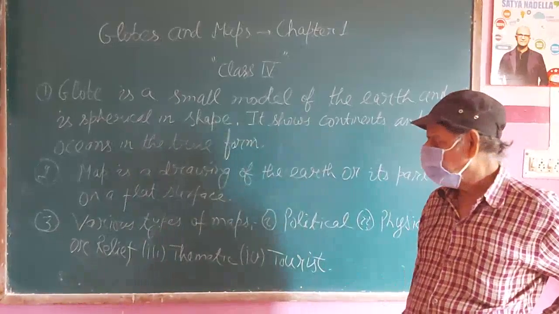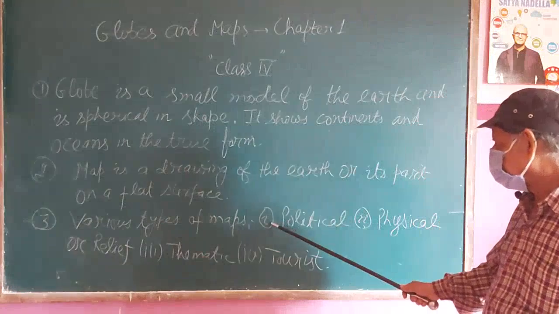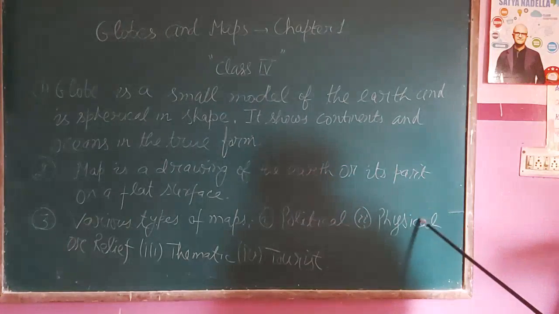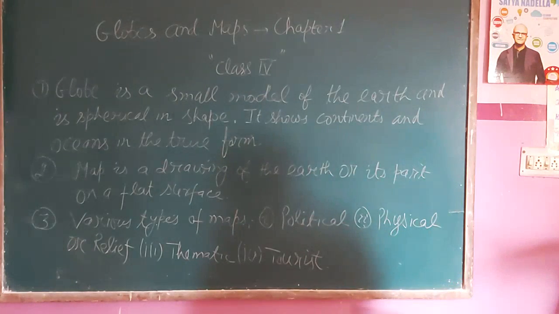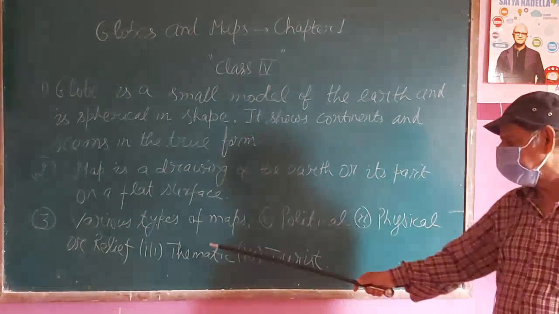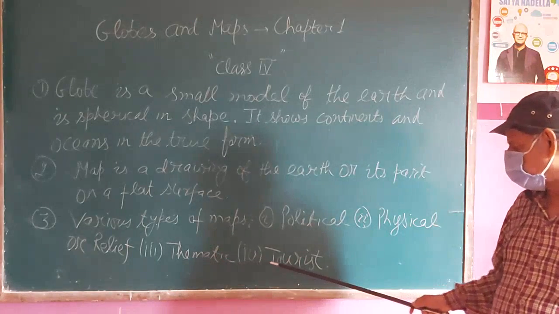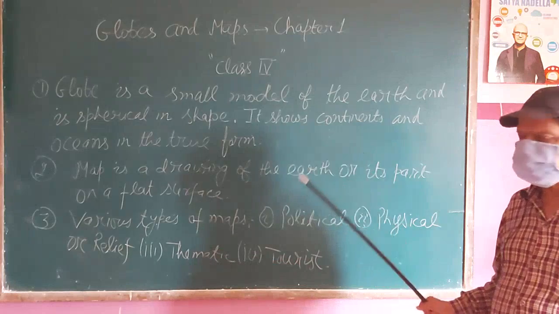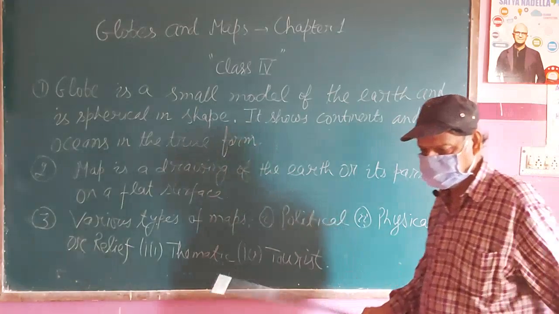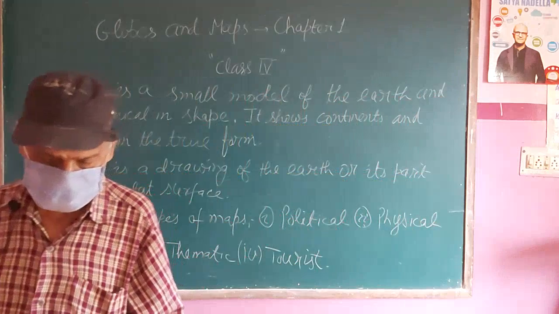Maps are of many types. There are four types of maps. Number one is known as the political map. Number two is known as the physical or relief map. Third is the thematic map, and the fourth one is the tourist map. I will discuss them one by one with you. Now I am coming here, and you please follow me.